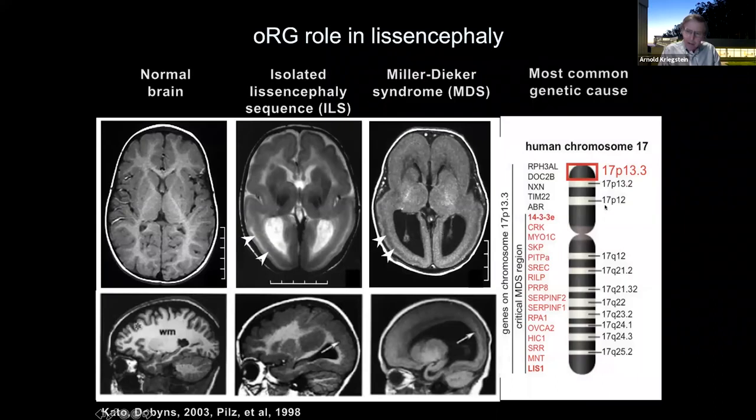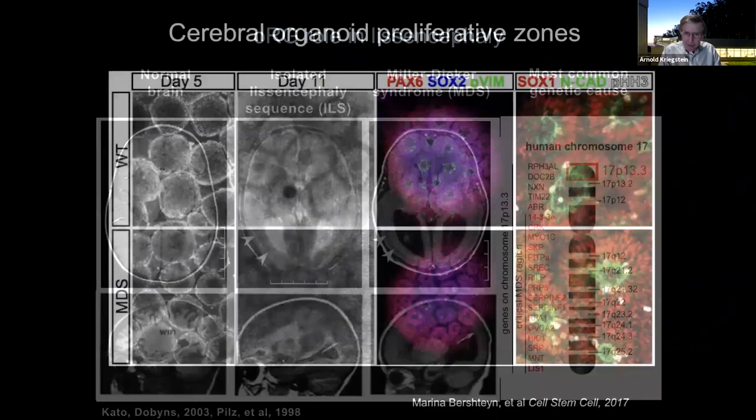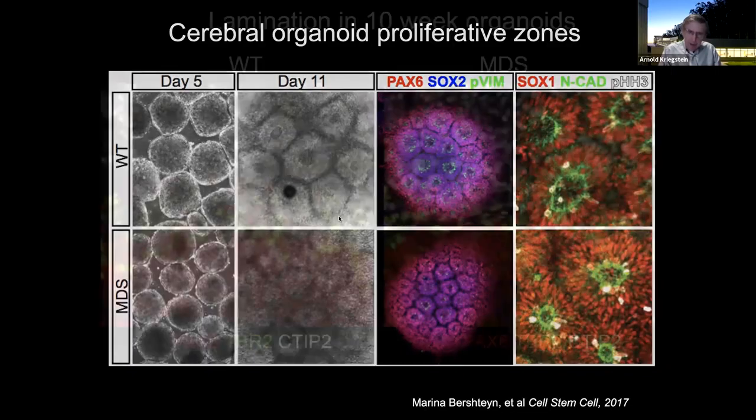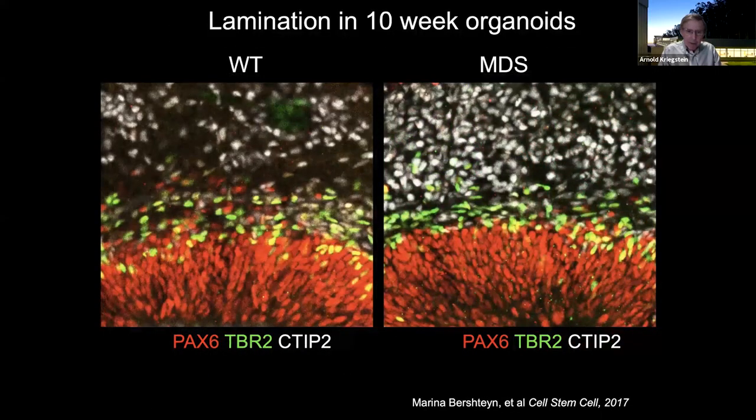And that's the result of truncation of this short arm of chromosome 17 with over a dozen genes that are deleted. We managed to get tissue samples from 3 patients that had the severe form of lissencephaly. And Marina Bernstein, a postdoc at the time in the lab, generated cell lines from all of these, pluripotent stem cell lines. And from those, she created organoids, and then compared normal to these Miller-Dieker lissencephaly patients. And in particular, we looked at the progenitor cells.